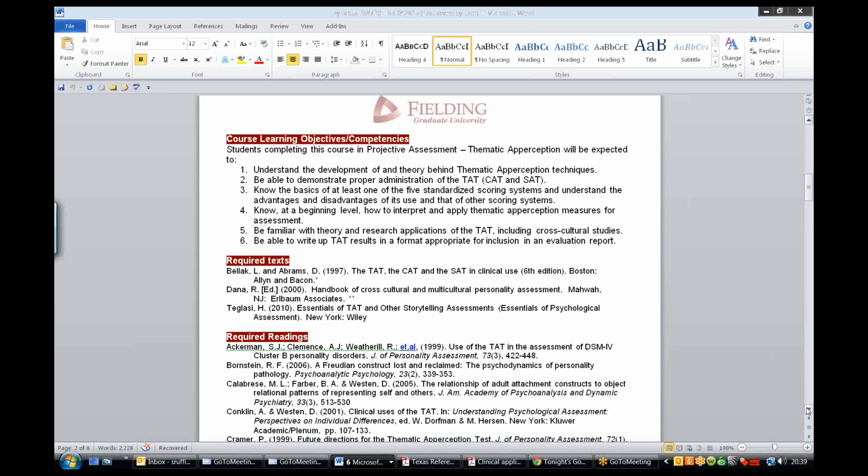Number 6, be able to write up TAT results in a format appropriate for inclusion in an evaluation report. And we'll be doing that by the very end.